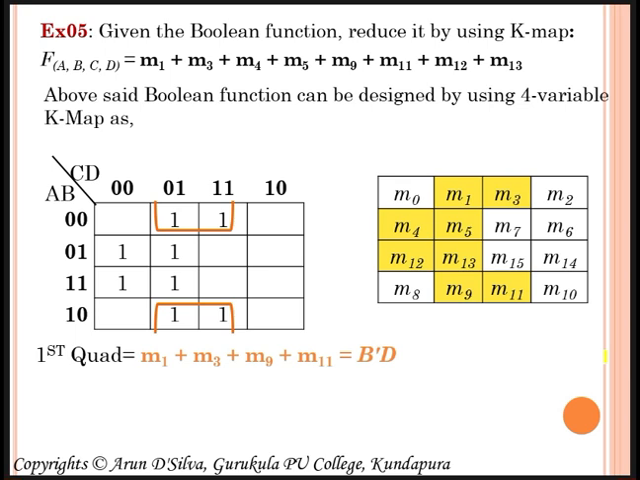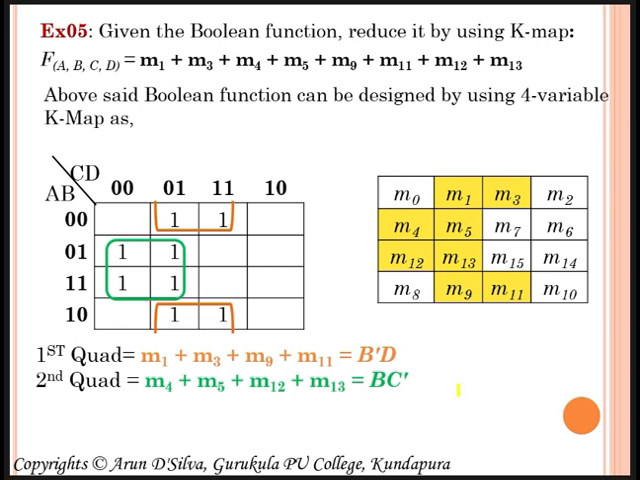Going forward, let me identify one more quad. Here all the 4 ones are together in a square shape, so I can go for one more quad, and this quad consists of m4, m5, m12 and m13 mean terms.